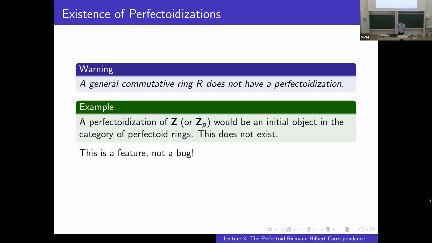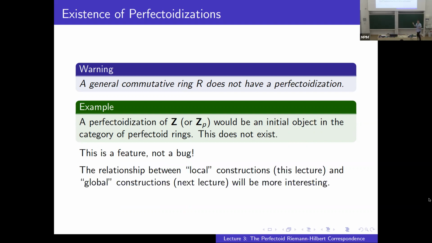But in mixed characteristic, that maneuver of just taking any ring and making it perfect is not available because of this. And that's going to be responsible for a big gap between the story that I'm telling you in this lecture, which is about perfectoid rings, and the story that I'm going to tell you about in the next lecture, which is going to be about more general rings. And that's going to enable the eventual story to be a lot more interesting than the characteristic p story that we told last time.